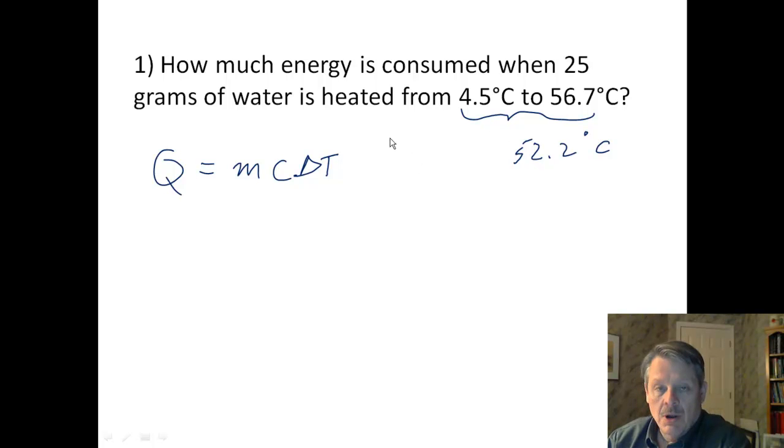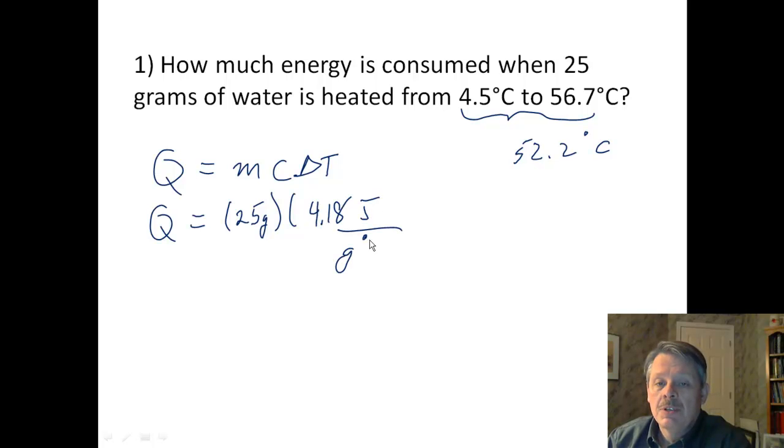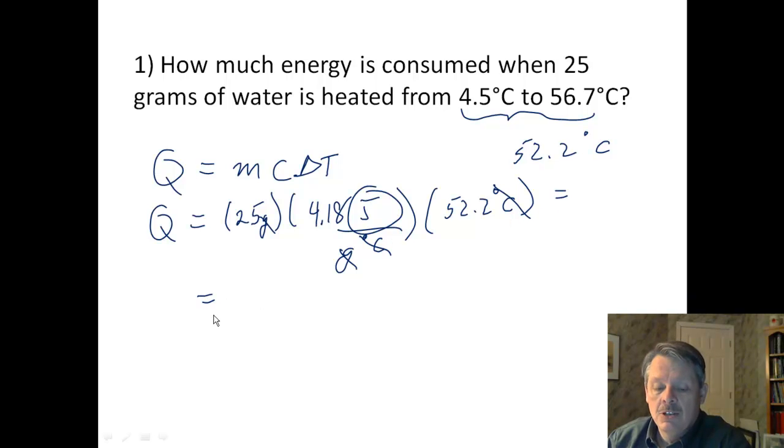So my Q is equal to my mass. My mass is 25 grams. My specific heat is 4.18 joules per gram degree Celsius. And I'm multiplying by 52.2 degrees Celsius. All right, so my degrees Celsius is going to cancel. My grams are going to cancel. I'm going to be left with joules, which is what I want. And it's imperative that you realize this is joules, folks.